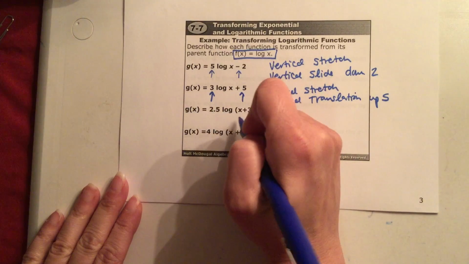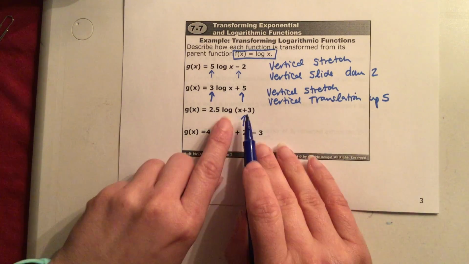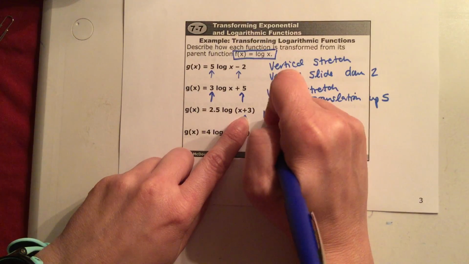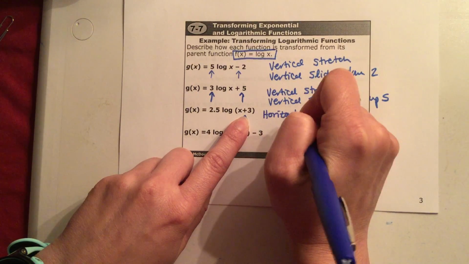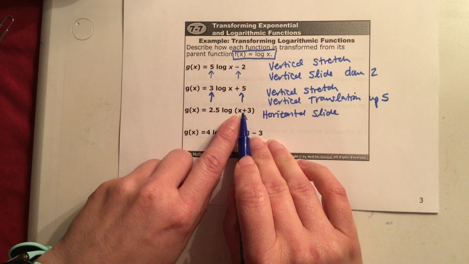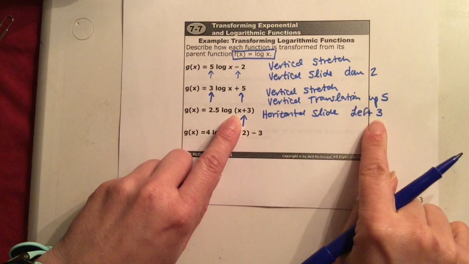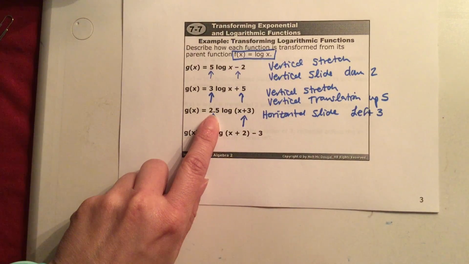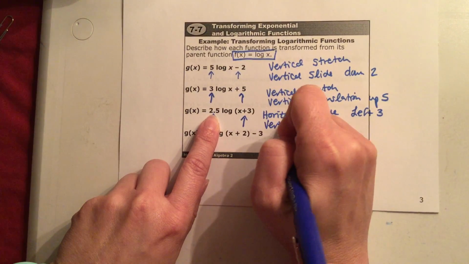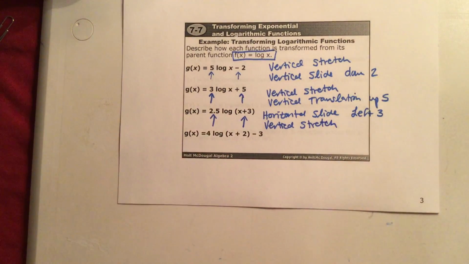Okay, now the next one. You do parentheses before anything else. Even though it's adding, anytime there's something in parentheses, that's what you want to do first. If you are adding or subtracting in parentheses, that is a horizontal slide. Because it's a plus here, that means that I must have filled in a negative value, so we are going to the left 3. Now I'm multiplying 2.5 out front. 2.5 is bigger than 1, so it's a vertical stretch.